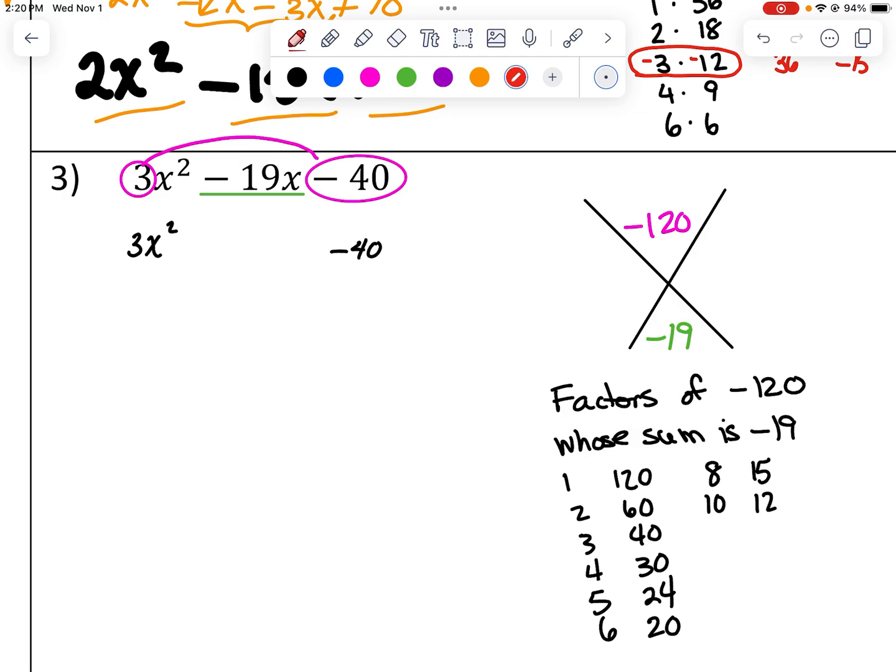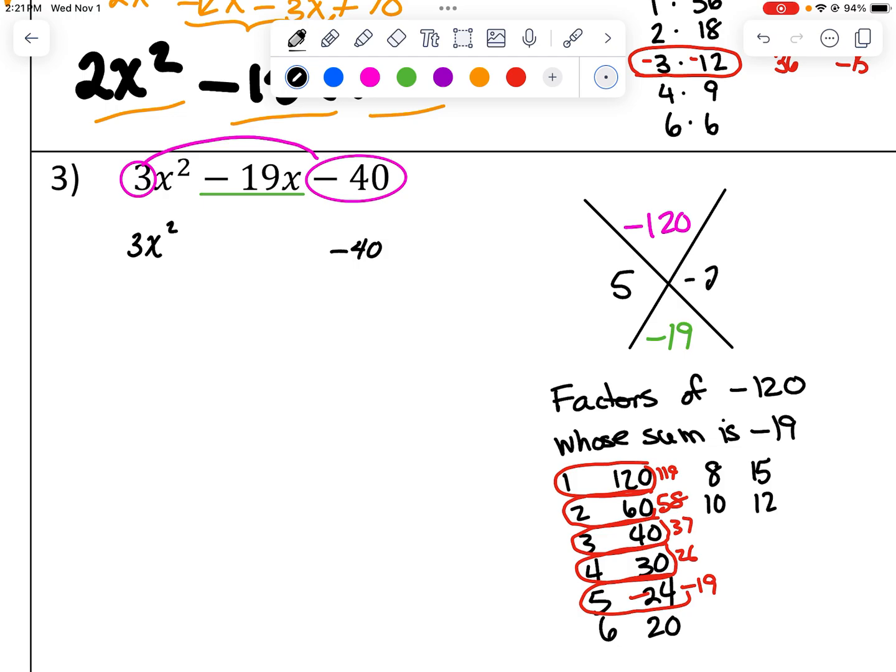And by difference to be 19, I mean we want to subtract them. So if we take 120 minus 1, we get 119, and 60 minus 2 is 58, and 40 minus 3 is 37. And 30 minus 4 is 26. And 24 minus... Oh, winner, winner! It would have to be a negative 24 and a positive 5 to get us negative 19. Okay, so we decided the numbers are 5 and negative 24.